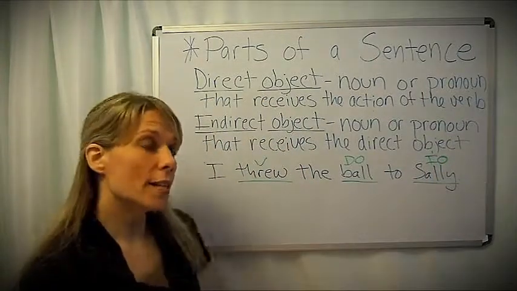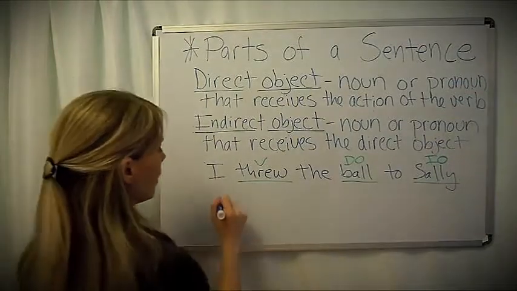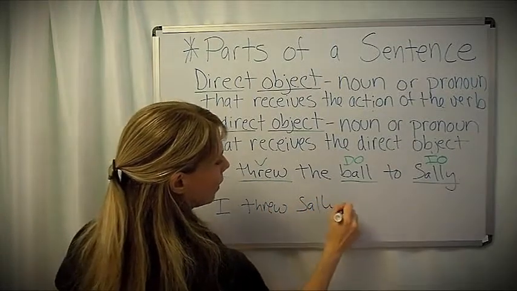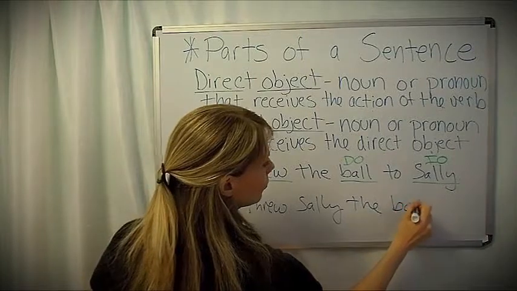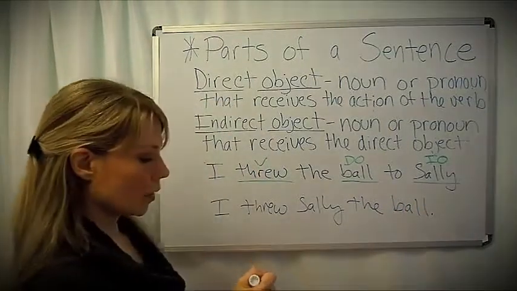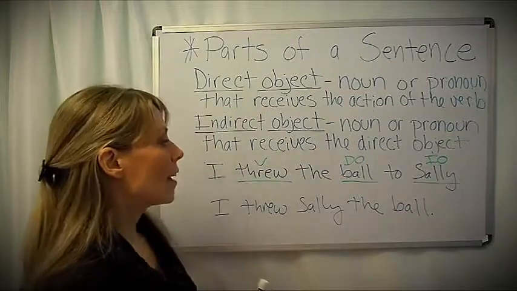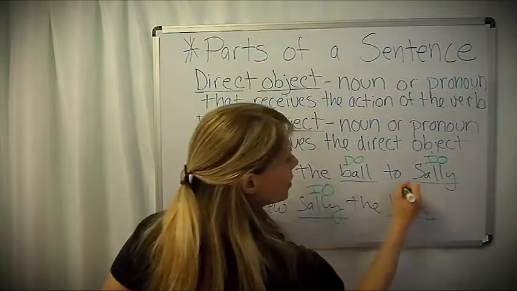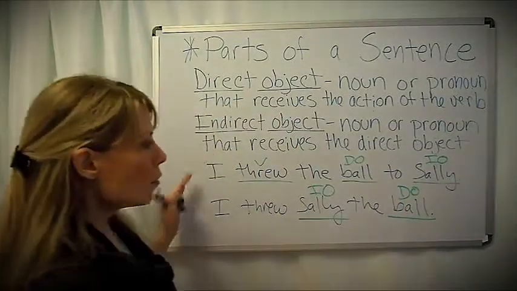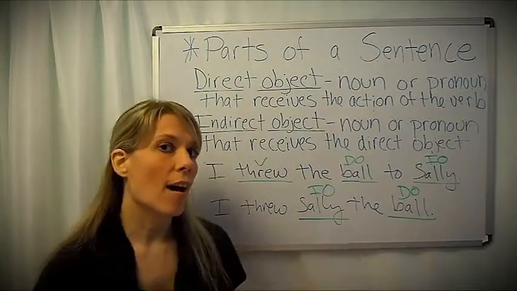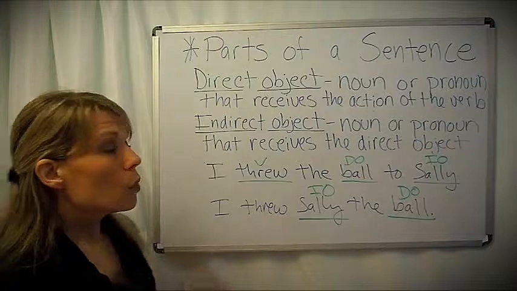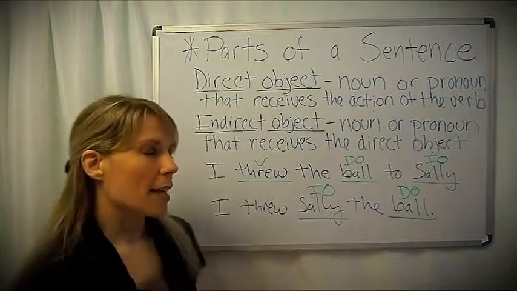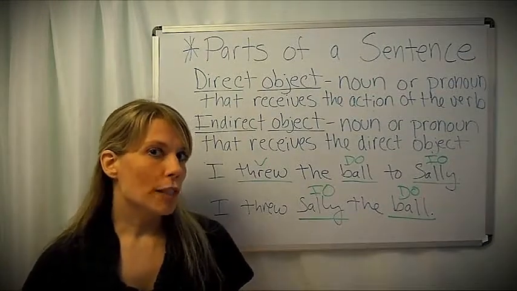Now if I switch this sentence around and I say, I threw Sally the ball, understand that Sally is still going to be our indirect object. Ball is still going to be our direct object. Very important to understand that concept, because sentences will be presented to you in different ways. So just really make a note of that, because I think that's the thing that really trips people up.